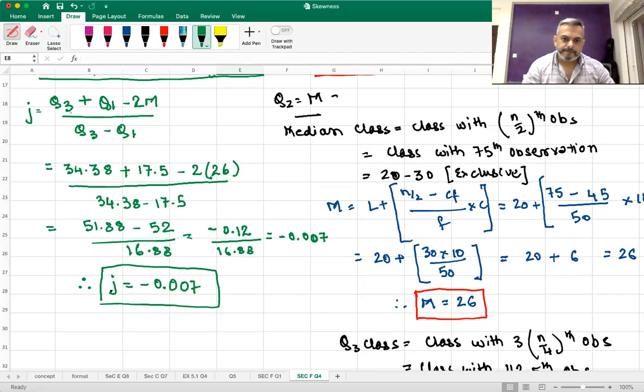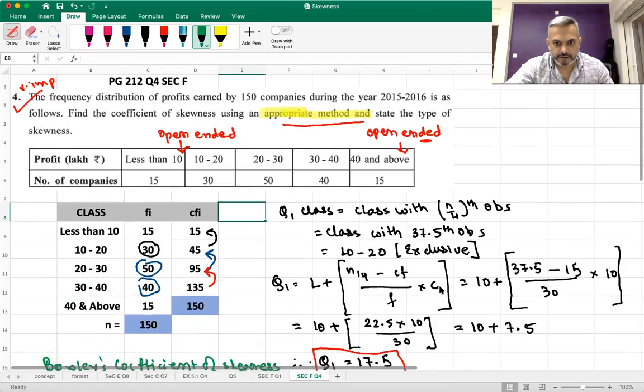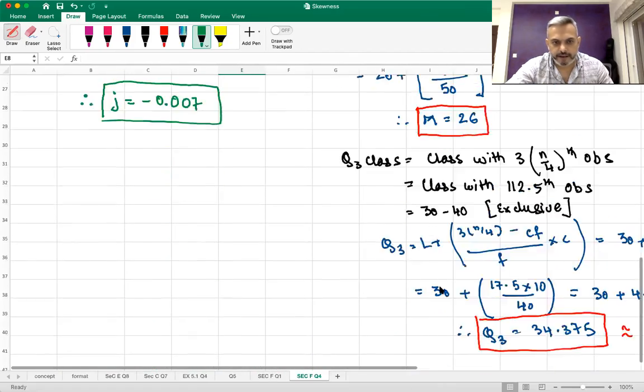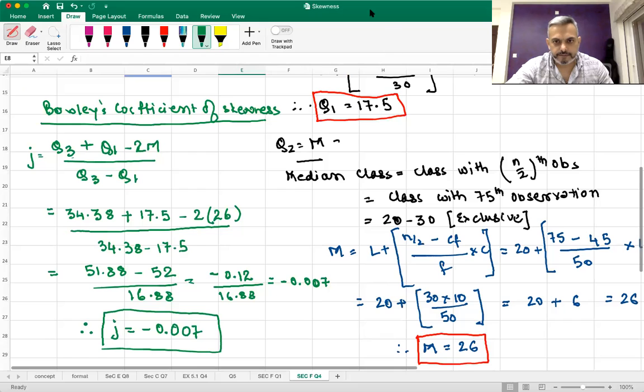Go through the sum, see if you have any doubt anywhere. Okay, Q1, Q2, Q3, and then the formula.